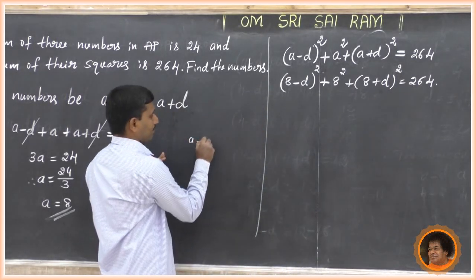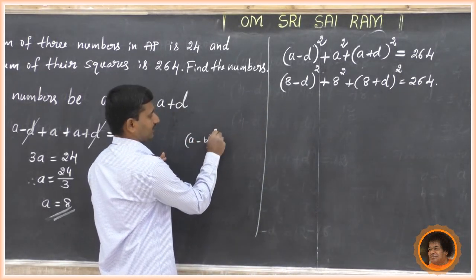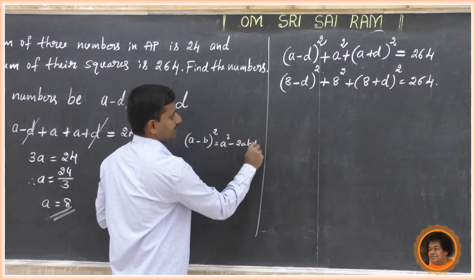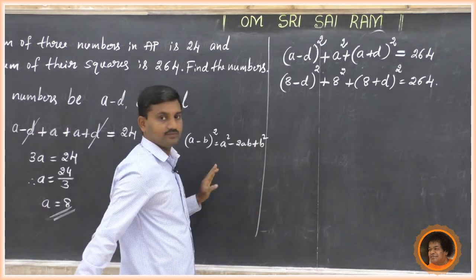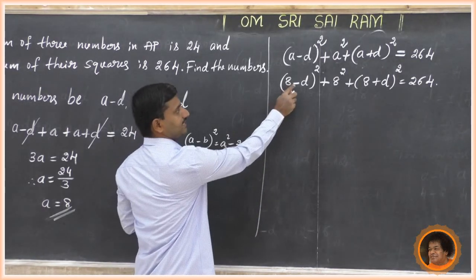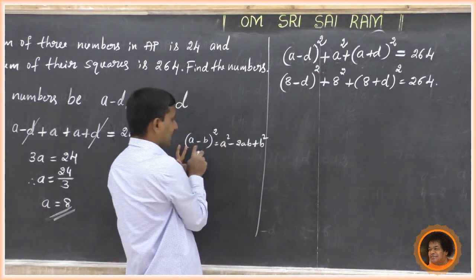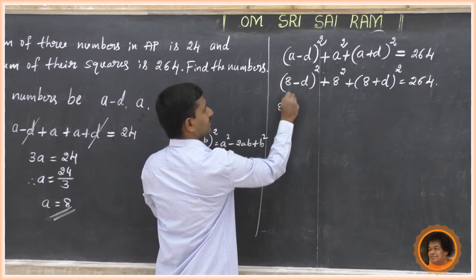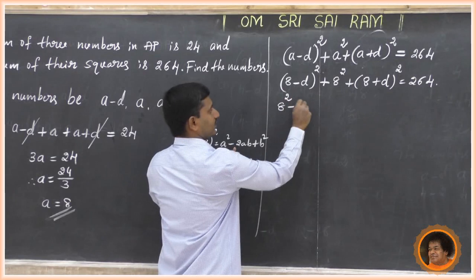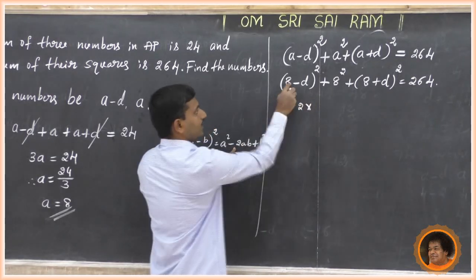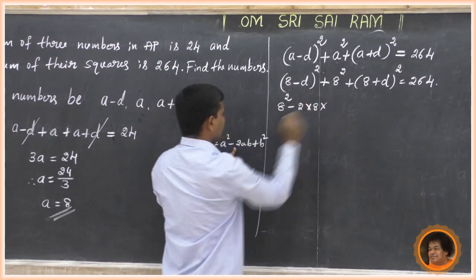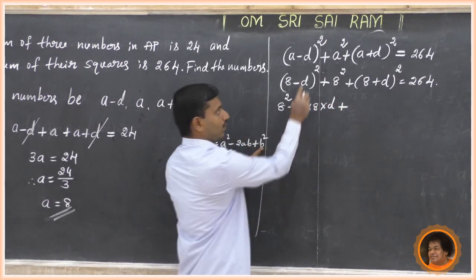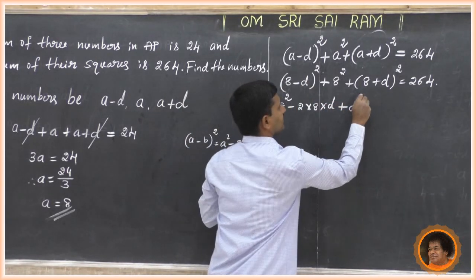So a minus b whole square is a square minus 2ab plus b square. Now substitute the values in 8 minus d whole square. So a square means 8 square, minus 2 into a value 8 into b value, that is d, plus b square means d square.